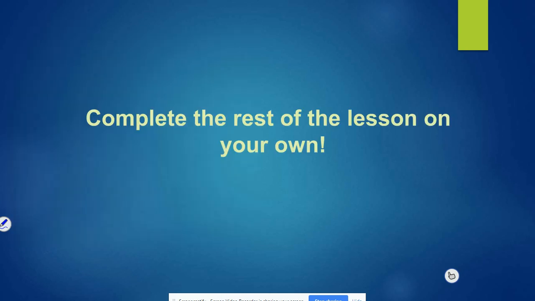So you're going to complete the rest of the lesson on your own. Again, take your time to make sure that you've got either congruent or supplementary angles. I'll be around to help you out.